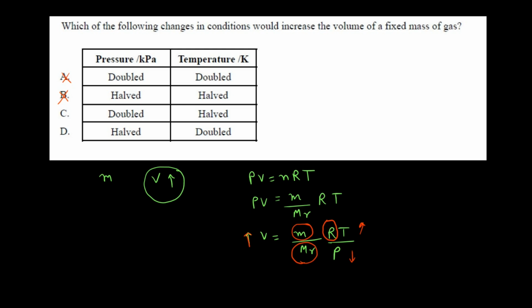Then the third option says they double the pressure. No, we don't have to increase the pressure, so this is wrong. Then in the last option they say that they halve the pressure, meaning they reduce the pressure, and the temperature they double, meaning they increase the temperature. So this is the correct option.